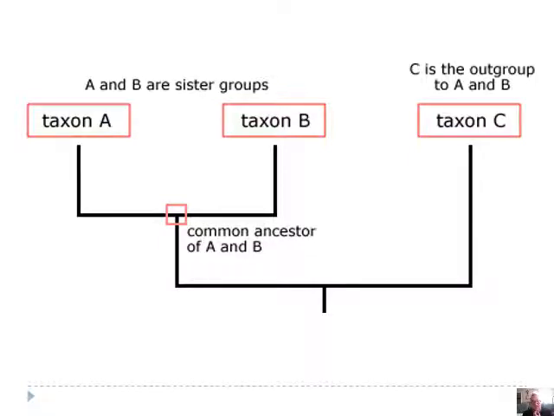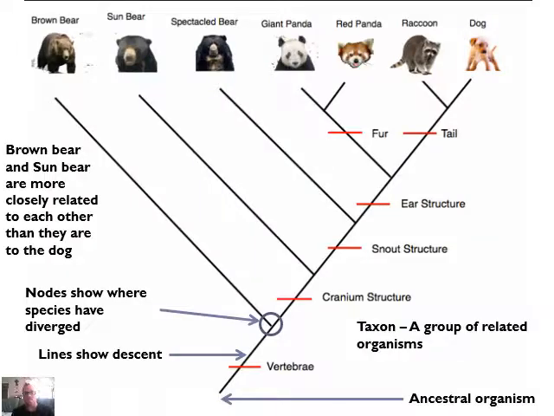So in this instance, taxon A and taxon B are very closely related, but taxon A is not as related to taxon C as it is to taxon B, and the same goes for taxon B. So taxon B is closely related to taxon A, but not as closely related to taxon C, even though they share a common ancestor. Where we see the common ancestor of A and B, that shows how related two different groups are. So here is a lovely little example from the idea of bears.